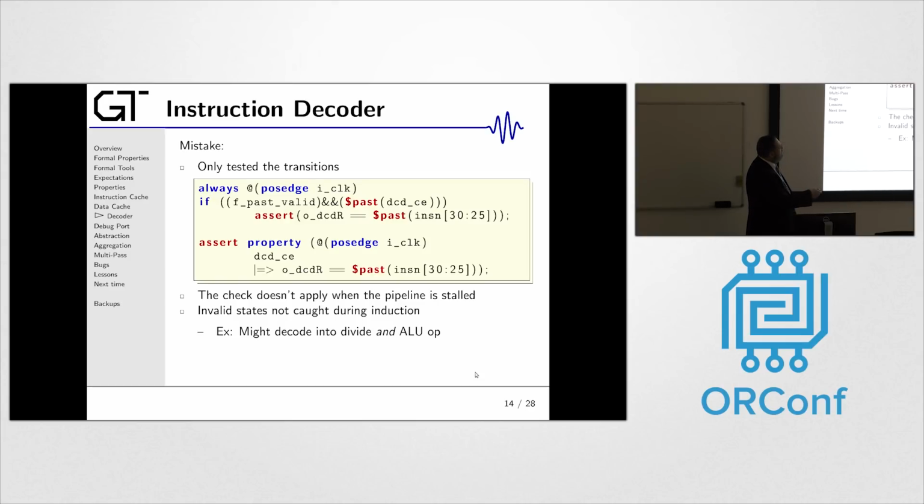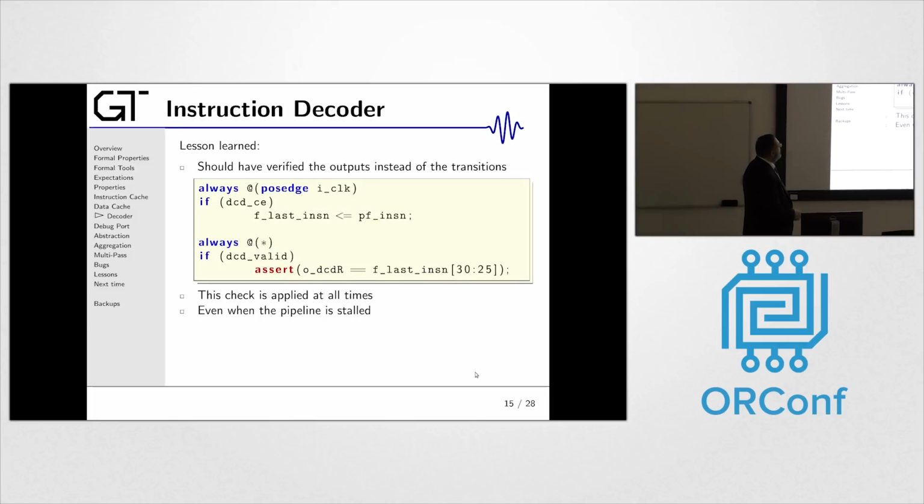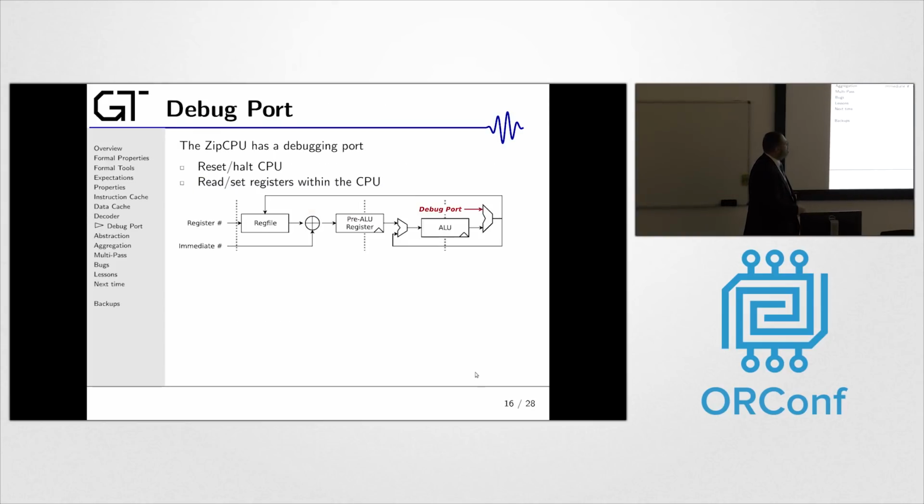Had I just kept that instruction around one more clock cycle and then verified this DCDR against the next clock cycle, I wouldn't have had this problem. If I do this again, that's what I'm going to do. That's what I just said: verify the outputs instead of the transitions. That check would apply even if the pipeline is stalled.